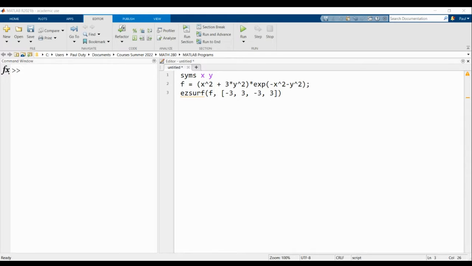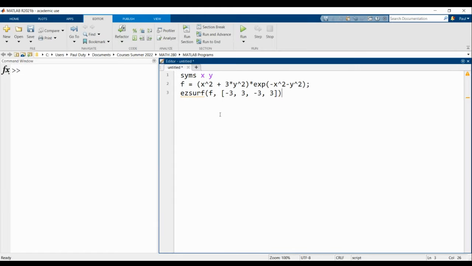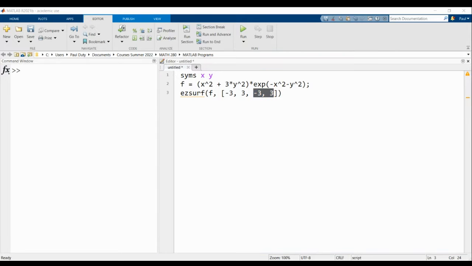The part that you're going to be changing is what the function f is. You'll be changing that, but you'll keep the syms x and y. That means symbolic variables. That's why you have to add the symbolic toolbox in your installation. And then this easy surf says, take the function, graph the surface represented by this function, and the limits on the x-axis are from -3 to 3, and the limits on the y-axis are also from -3 to 3. That's what that means.